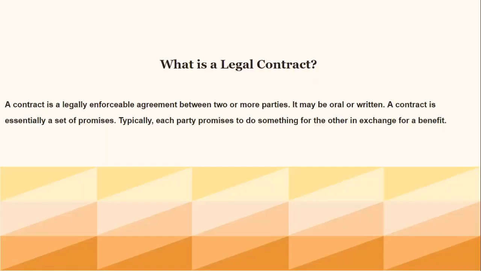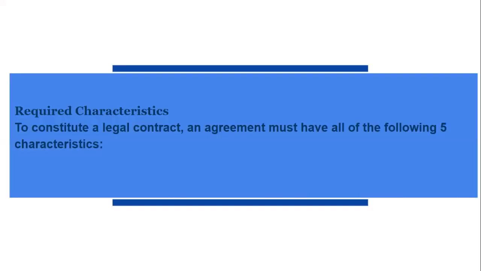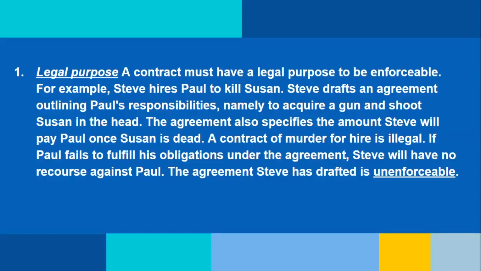What is a legal contract? A contract is a legal, enforceable agreement between 2 or more parties. It can be oral or written. A contract is essentially a set of promises. Typically, each party promises to do something for the other in exchange for a benefit. Required characteristics: to constitute a legal contract, an agreement must have all of the 5 following characteristics.